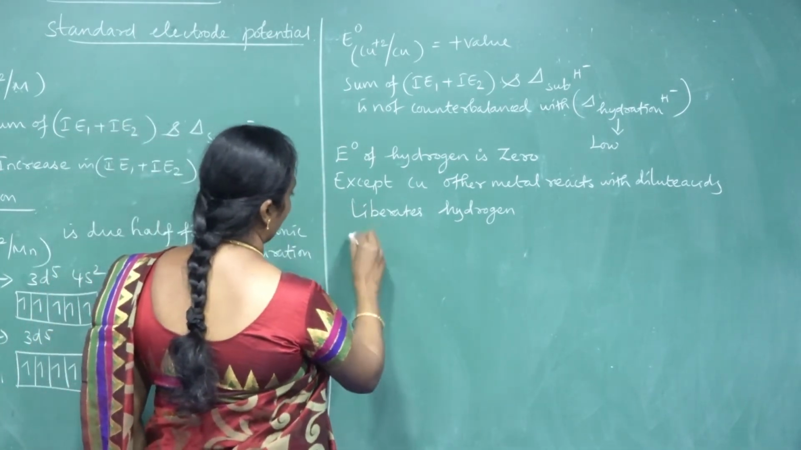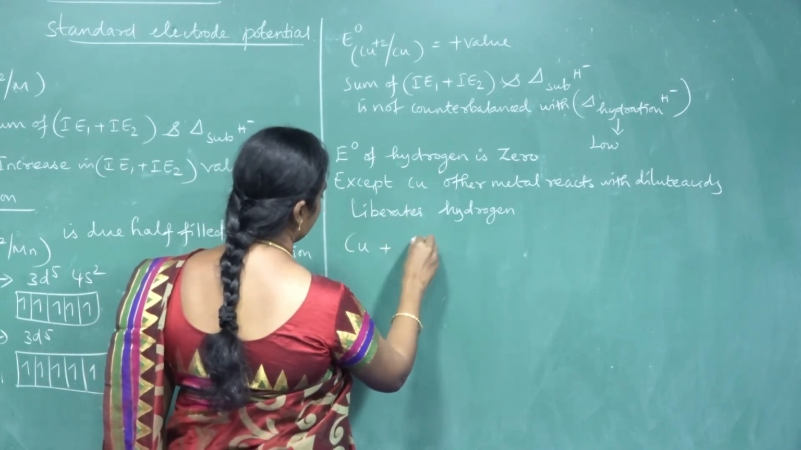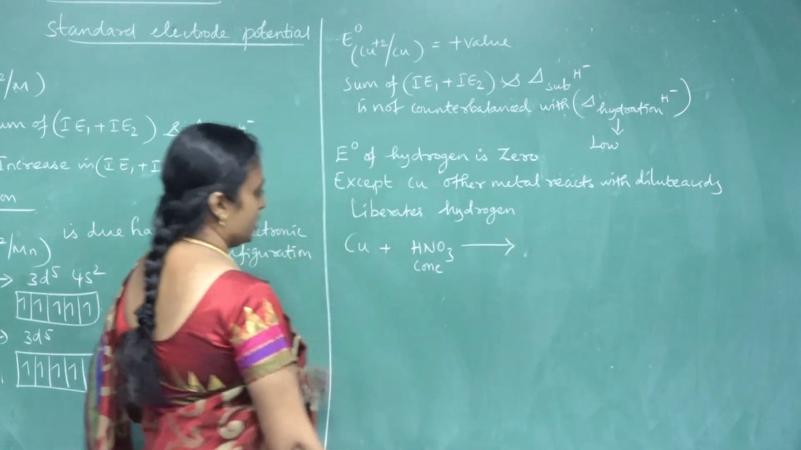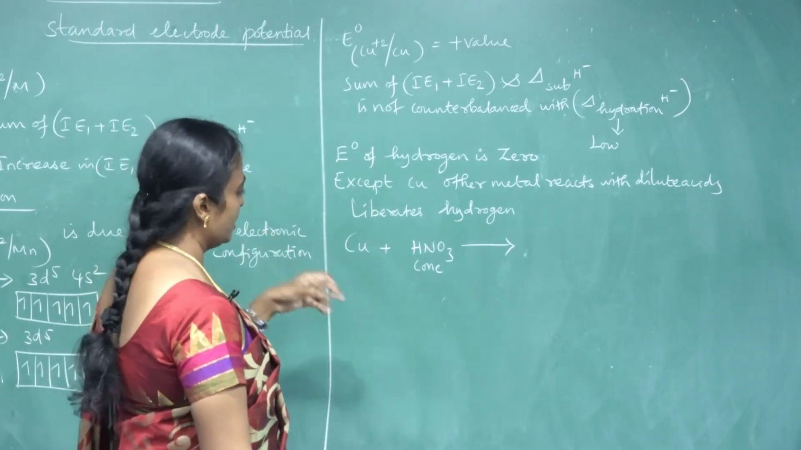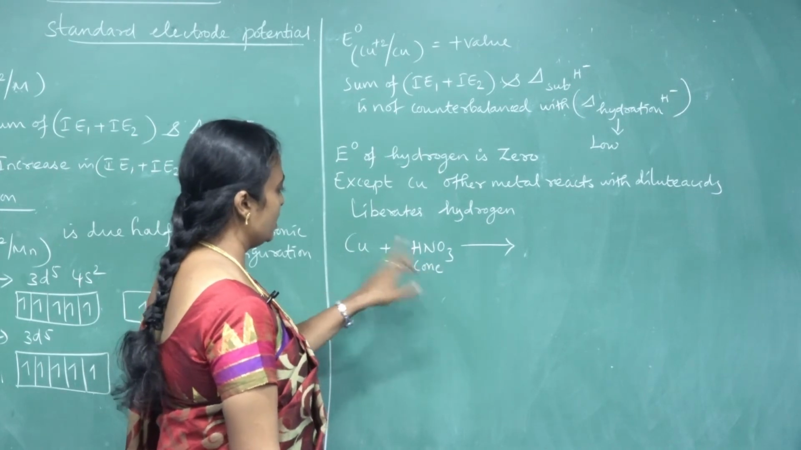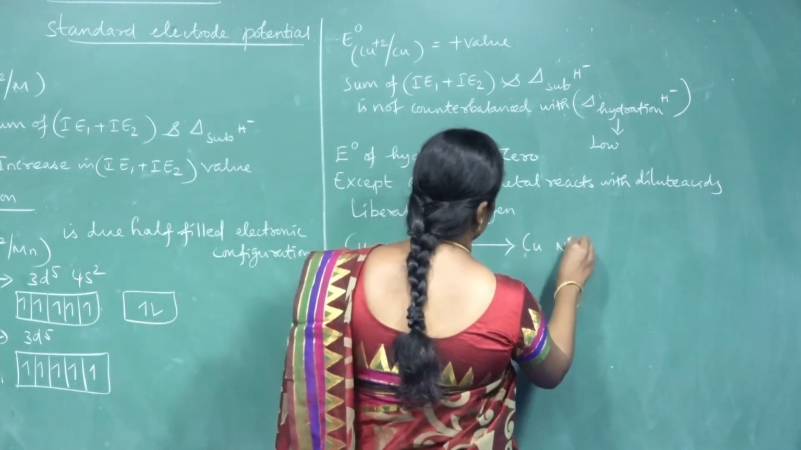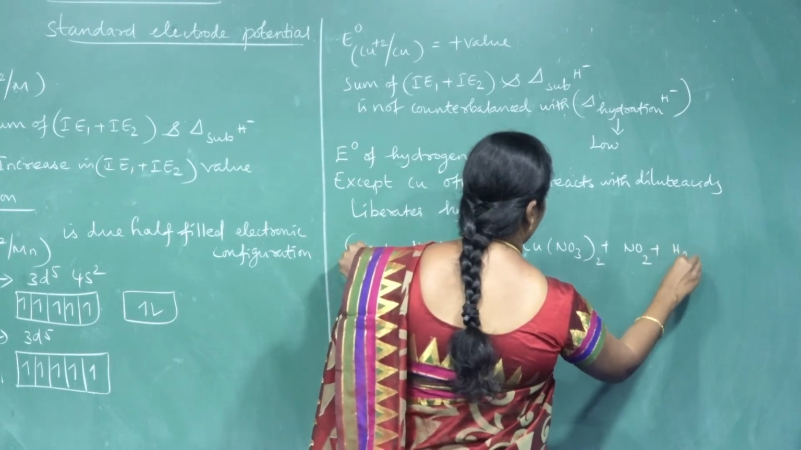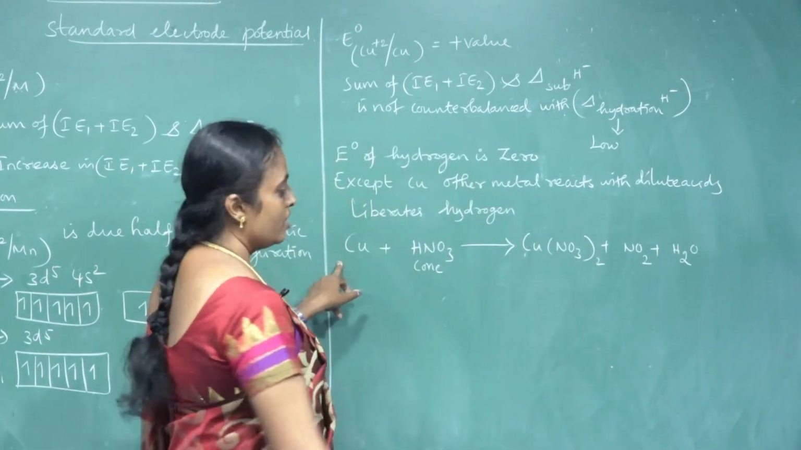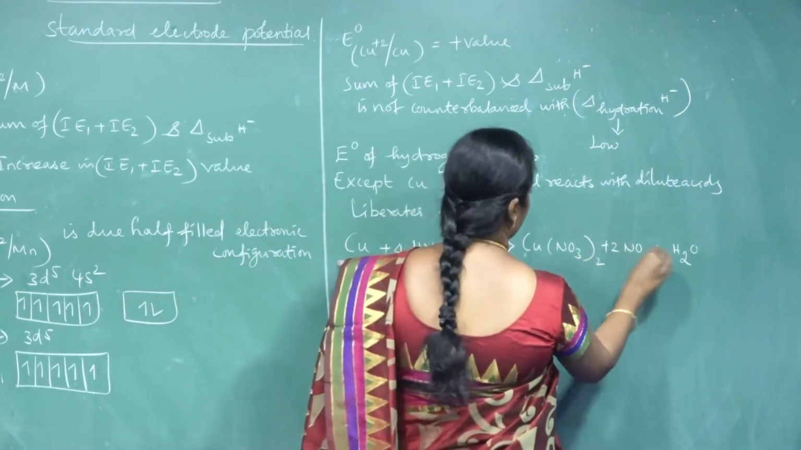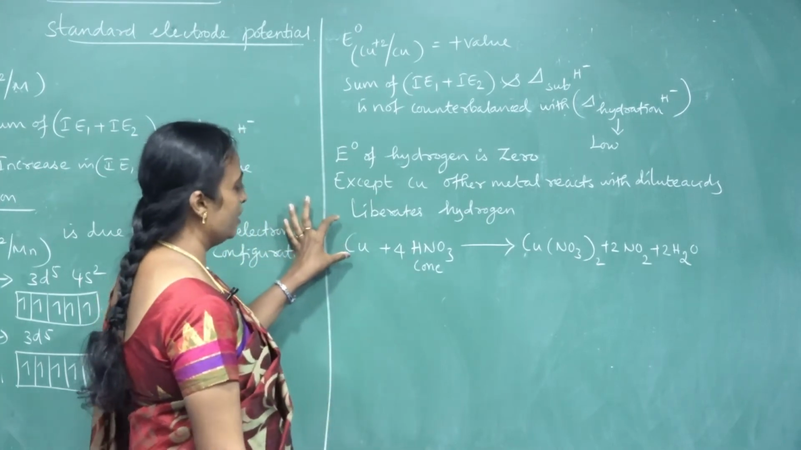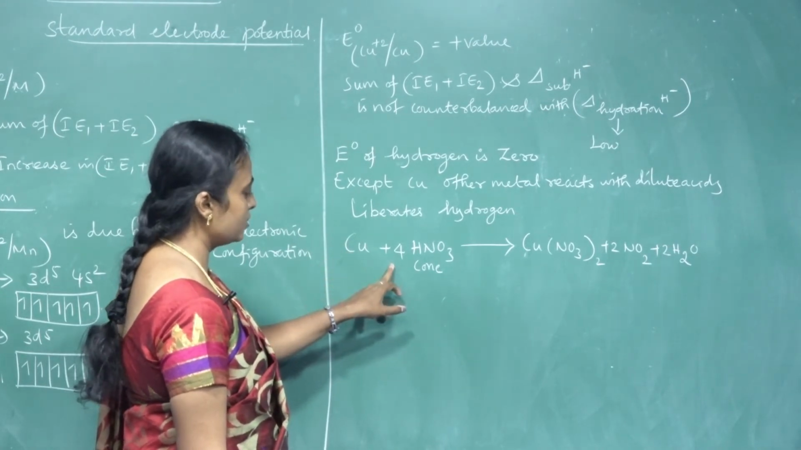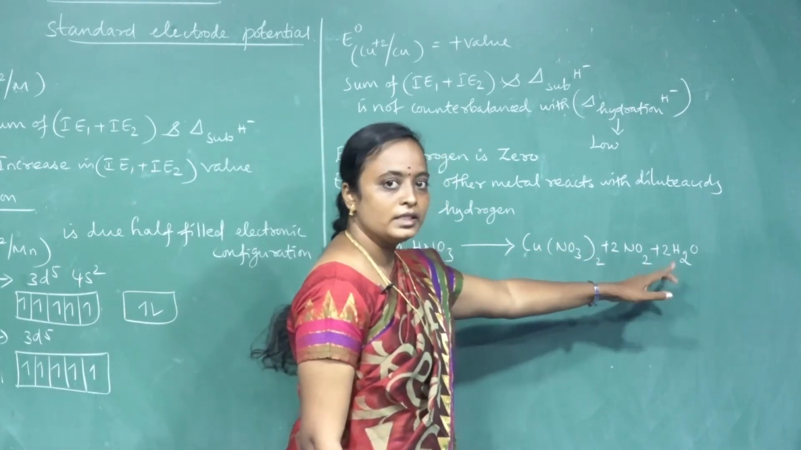If I am taking copper, when it reacts with nitric acid, you can take dilute or concentrated. I am taking concentrated. So copper reacts with nitric acid and you will get copper nitrate plus nitrogen dioxide, and water is eliminated. If I balance this, you will get it like this. From that, one point is clear: whenever a metal having a positive electrode potential reacts with acids, the liberation of hydrogen does not take place. Instead, you will get water.